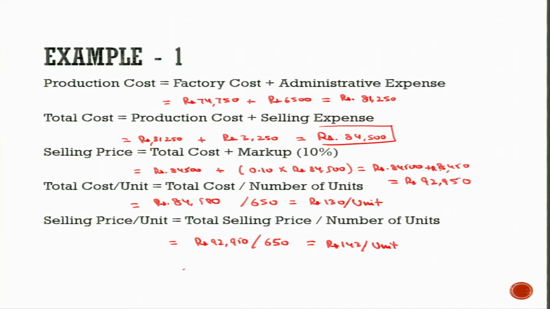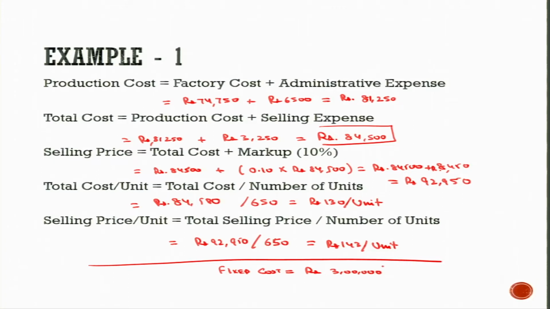Now, considering the fixed cost, which is not given here, I will give this as an assignment in the end. Consider the fixed cost as rupees 3 lakhs. Let me consider I have only taken a small printer. Please calculate the break even point in terms of units and in terms of rupees. So, this is a small assignment.